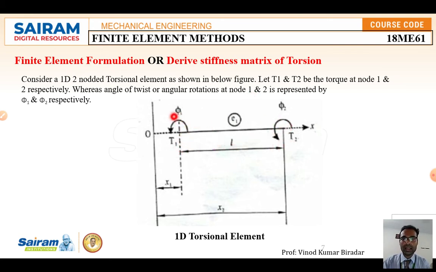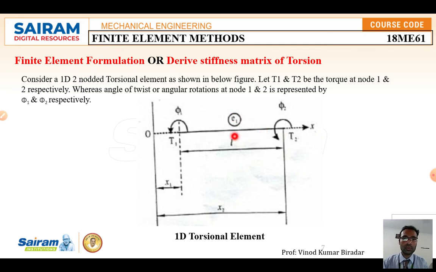Whereas the angle of twist, once the twisting moment takes place, is called the angle of rotation. At node number 1 it is phi 1, at node number 2 it is phi 2, respectively. So here T1, phi 1; in the beam element we take V1, theta 1; in the truss problem we take U1, V1. So you have to remember all those values.